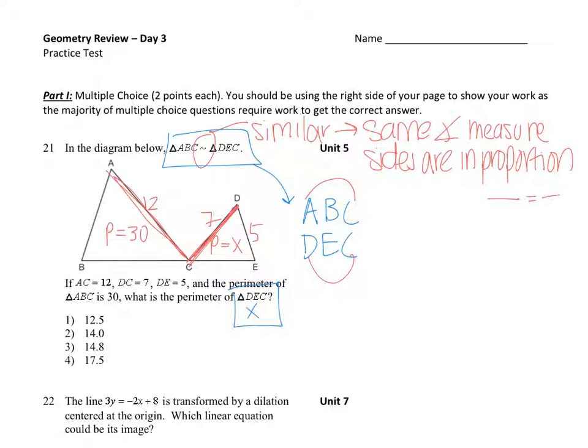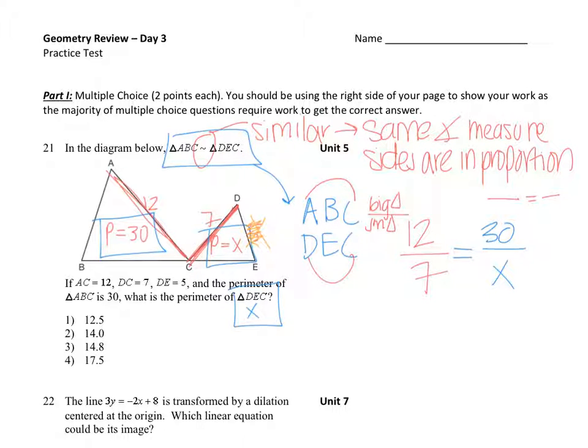So knowing that, I can place 12 over 7 because I'm going to go from the big triangle over the small triangle. You could also flip-flop that and go small over big. It's your choice. And now I also have a perimeter of the big triangle, which matches the perimeter of the small triangle. So equals 30 over X. Notice that I'm not using this 5 over here. Sometimes they give you extra information, so we don't actually need that.